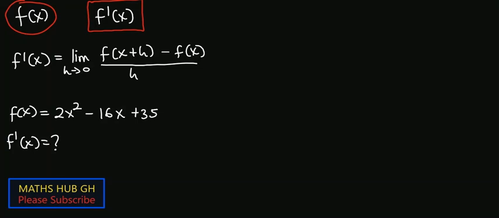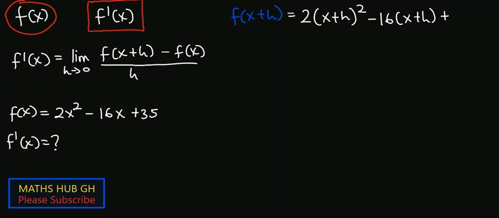First of all, you have to write the function f of x plus h first. Then after that you substitute it back into the definition expression. So our f of x plus h will be, wherever we see x, we are going to put x plus h there. So we are going to have 2 times the quantity x plus h squared. Instead of just x, we are using x plus h. Minus 16 multiplying x plus h, plus 35. So that would be the f of x plus h expression.